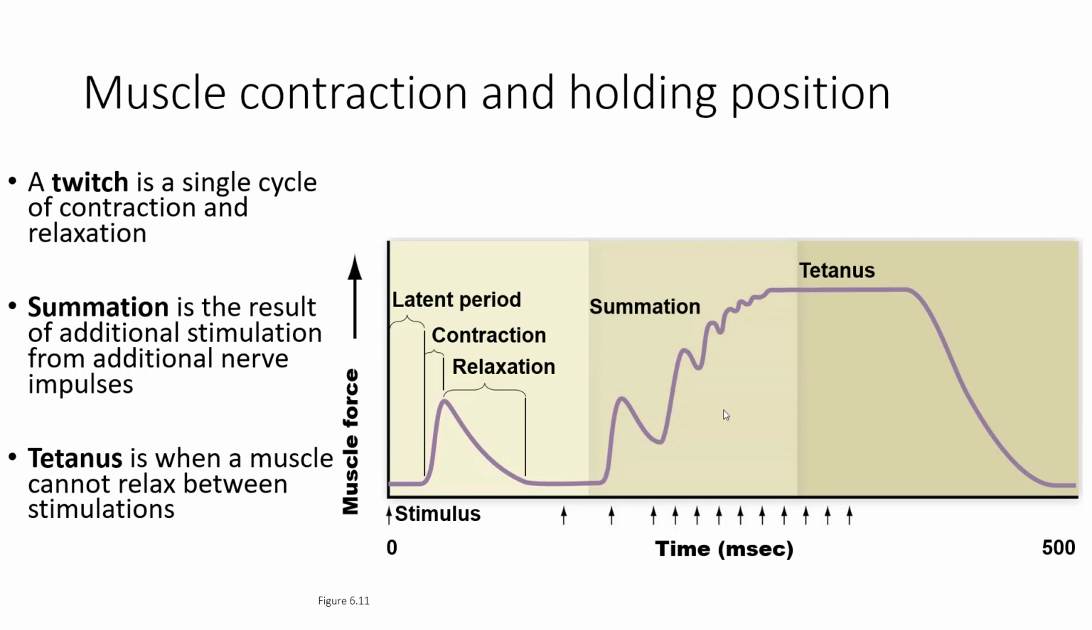If another stimulus comes to the muscle before it fully relaxes, you get this summation of multiple nerve impulses causing a greater amount of muscle force. This plateaus when the muscle cannot relax between stimulations and causes tetanus. So if you were to quickly move your arm up and down using your biceps, that is a twitch. If you were to hold it for slightly longer, that is summation. And if you were to lock it in at a certain position, that would be tetanus.